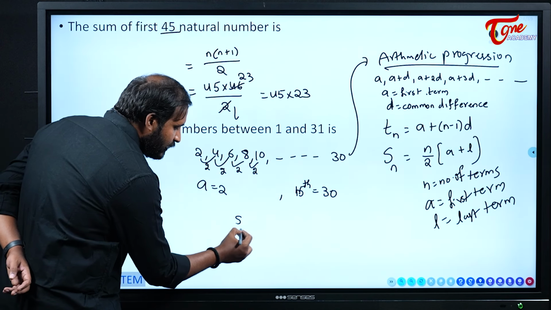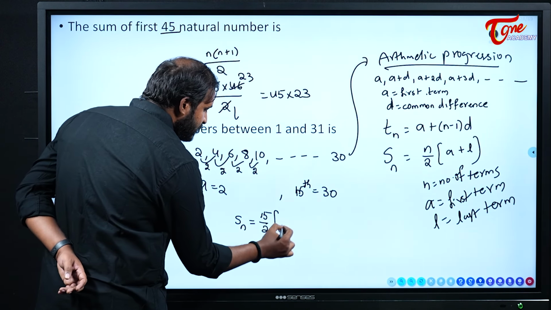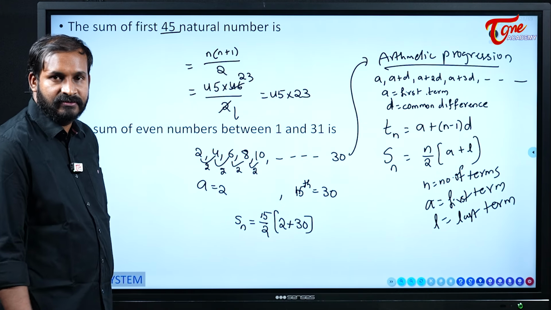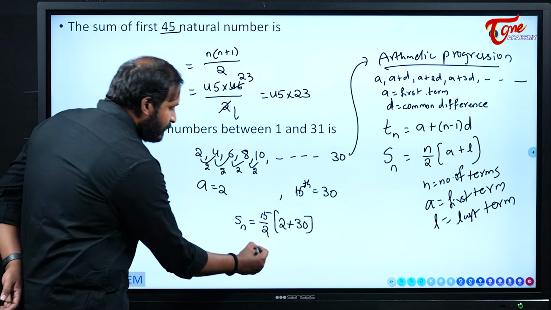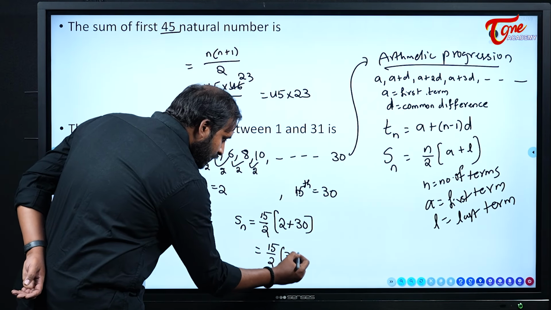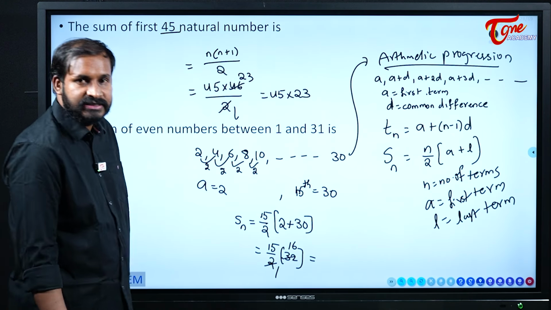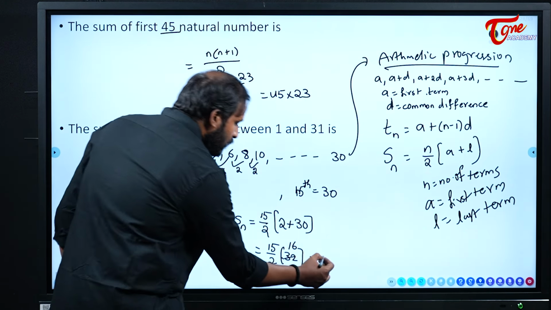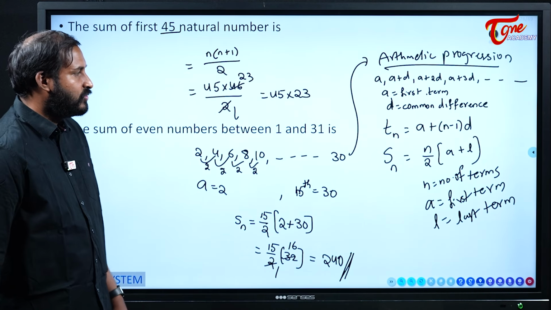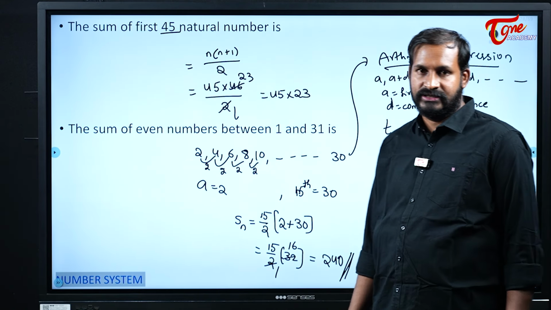So what will you write? Sum to n terms in arithmetic progression, n by 2. 15 by 2 into first term is 2 and last term is 30 for me. So what happens to this? 15 by 2 into 32. 2 ones are 2, 2 16s are 32. So 15 16s are 240. So we will take the help of arithmetic progression to solve this type of questions.